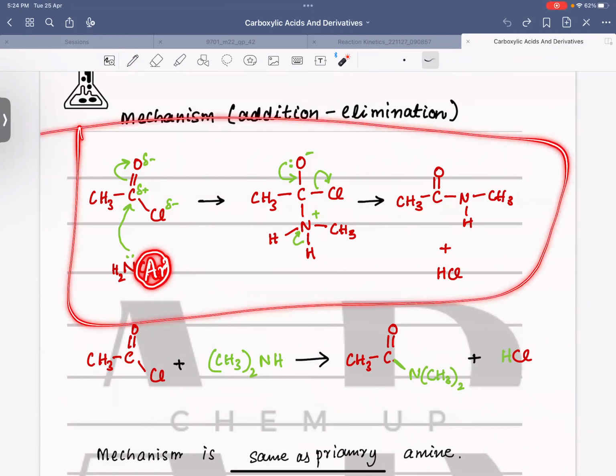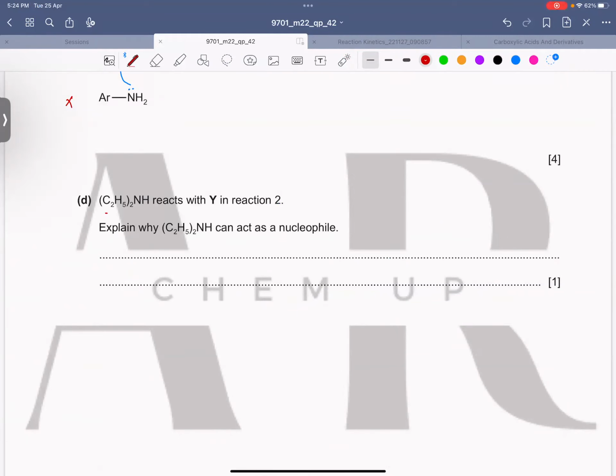Now the next part. I think we are just left with 1 or 2 parts. This reacts with Y in reaction 2. Okay, explain why this can act as a nucleophile. So it's very simple. It's a nucleophile because it has a lone pair, and it donates a lone pair. Nitrogen has a lone pair of electrons to donate to Y. That's why. Is this clear?